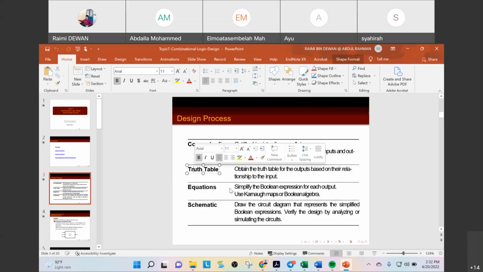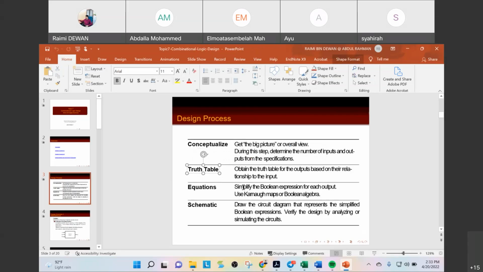Truth table. Oh, sorry, equation. Equation is the one that has the KMAP. So the second step is the truth table. You do the combination of inputs and the expected output. And after that, from that truth table, you come out with the equations.